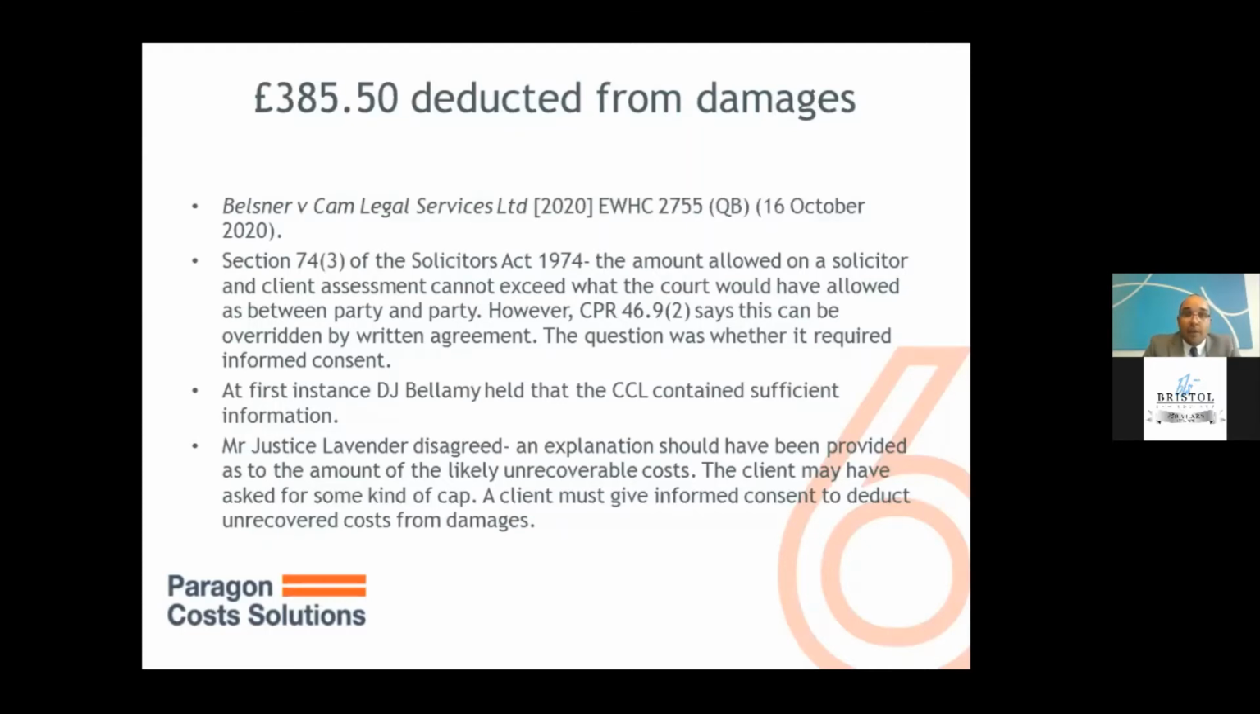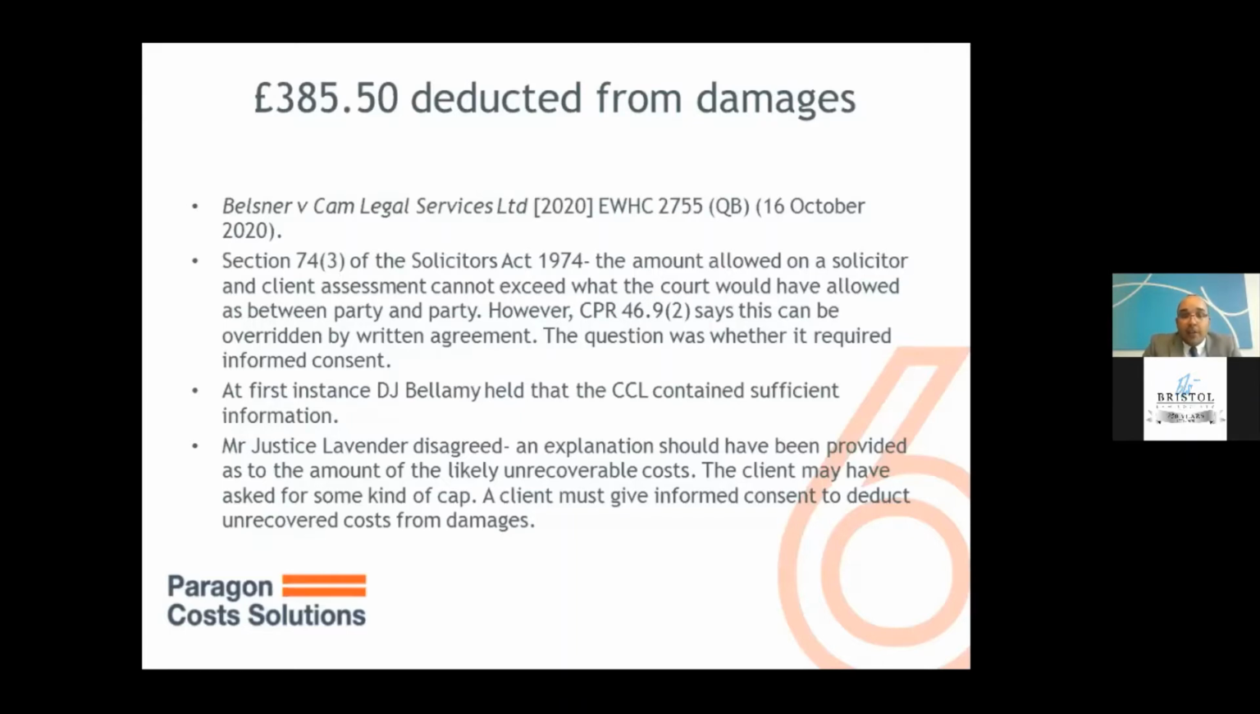Section 74(3) of the Solicitors Act 1974 says that the amount on a solicitor and client assessment cannot exceed that which the court would have allowed as between party and party. But many of you will have terms in your retainers which contradict this, and this is permitted pursuant to CPR 46.9(2) that says that this can be overridden by written agreement. But the question in this particular case was whether informed consent was required.